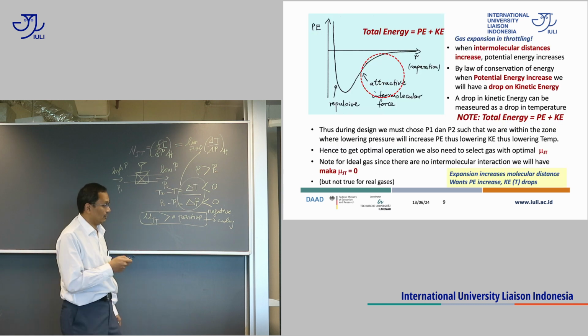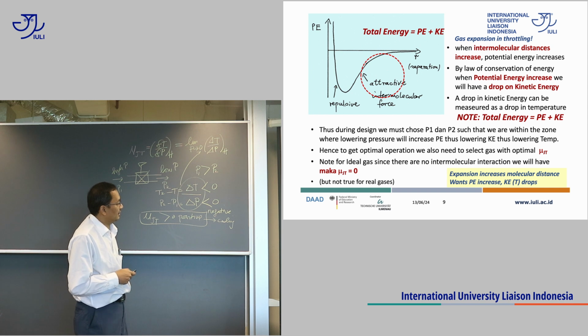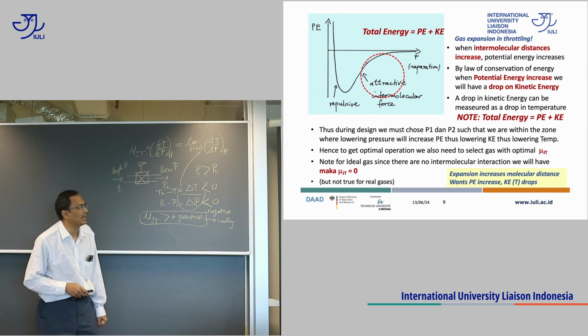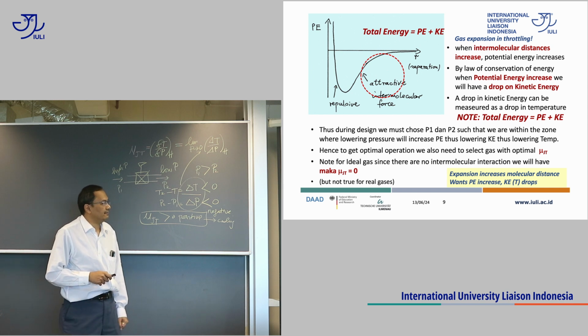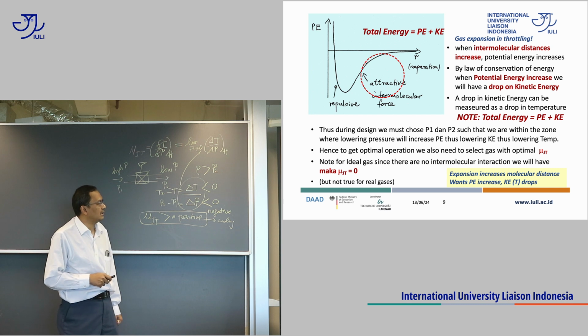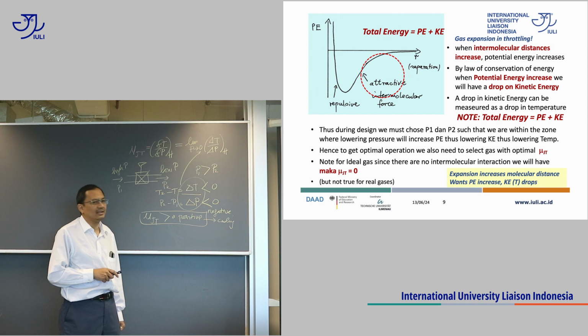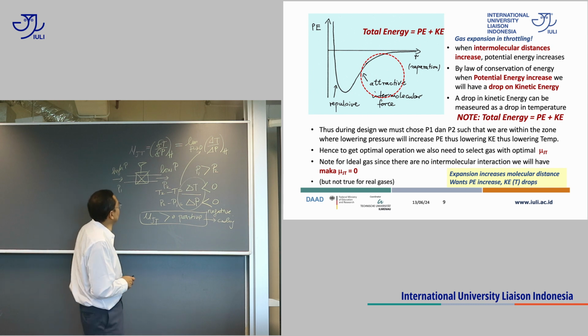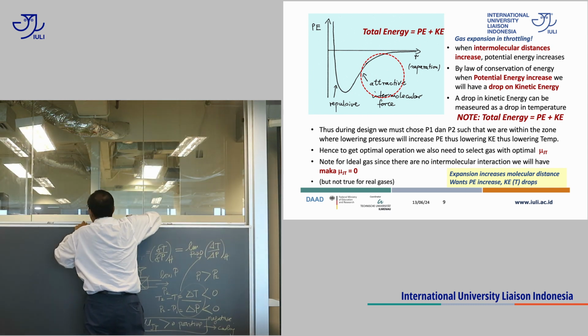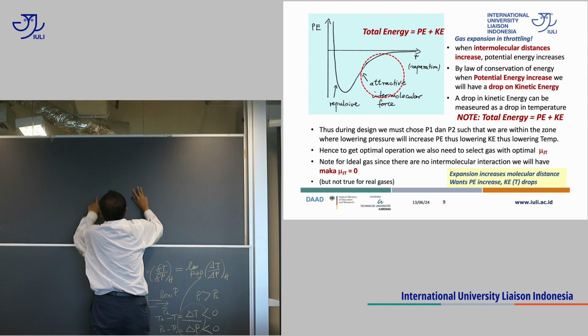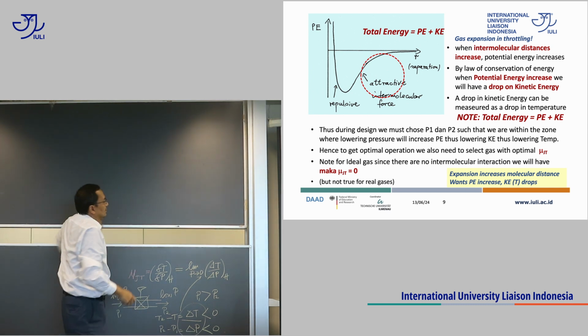Okay. Now, if we look at this picture, this is a picture which you saw when we discussed physical chemistry. We are trying to explain why it is that in a throttling device, when you have expansion, you can have cooling or heating. Okay, so let's look at this. So let me exchange the board.